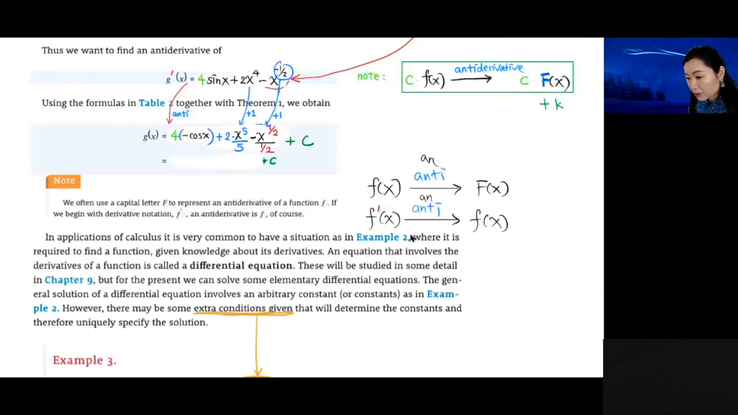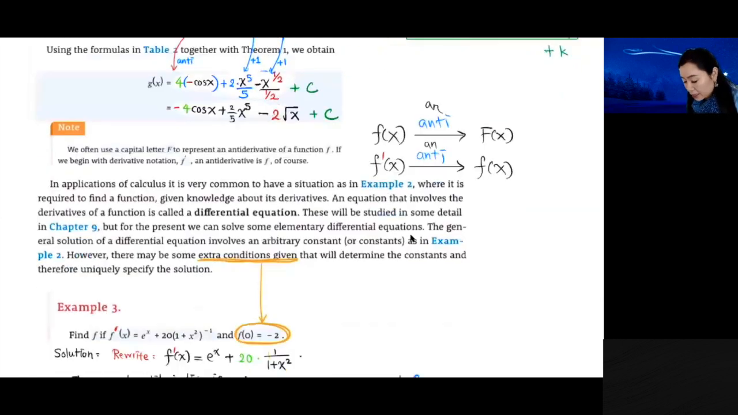Now just need to rewrite this, just simplify a little bit, okay? So this will be negative 4 cosine x, then adding 2 over 5 x to the 5th power. I need to get more space. Okay, x to the 5th power. And then minus 2 square root of x, and then add the constant. Okay, so that will be the answer over here.